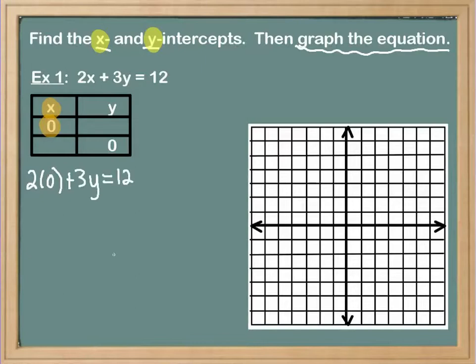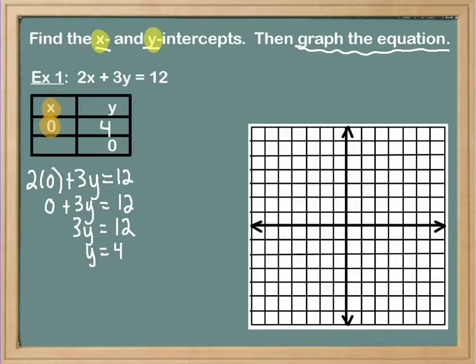I'm going to show every step along the way. I'm guessing a lot of you can skip this next step and move on to the third step, but I really recommend to you that you take your time on these. 2 times 0 is 0, so now I have 0 plus 3y is 12. 0 plus 3y is just 3y. So I have the equation 3y equals 12, which means my y is 4. So I'll put that into my table.